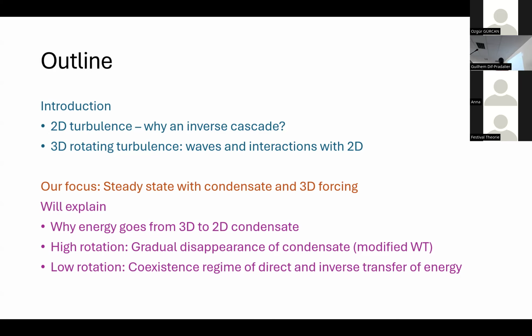And then I'll focus on our focus, which is considering a rotating flow in steady state when there is a condensate. So I'll tell you what a condensate is with 3D forcing. And what I'll try to explain is why energy goes from 3D to the 2D condensate. And I'll talk about the high rotation limit and show that the condensate gradually disappears using ideas from wave turbulence. And then I'll talk about the low rotation regime, and I'll show that there is a coexistence between direct and inverse transfers of energy. So that's the plan.